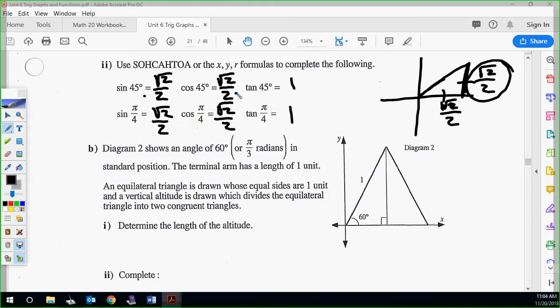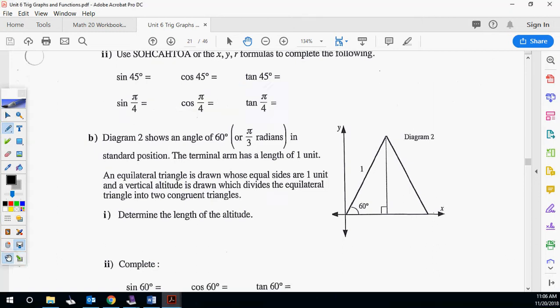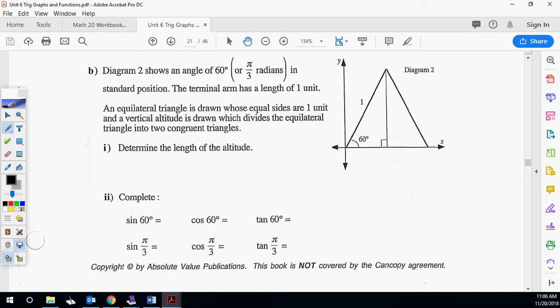Okay. Now, let's look at the pi over 3 spot. Theorem 2 shows the angle of 60, or pi over 3, in standard position. The terminal ray has a length of 1 unit. So this diagonal here, again, is 1, like always, the radius. An equilateral triangle is drawn whose equal sides are all 1. So it's just showing you this whole thing's 1, this whole thing's 1. This is just for understanding. And the two congruent triangles determine the length and the altitude. So we're going to try to figure out the length and the altitude here.